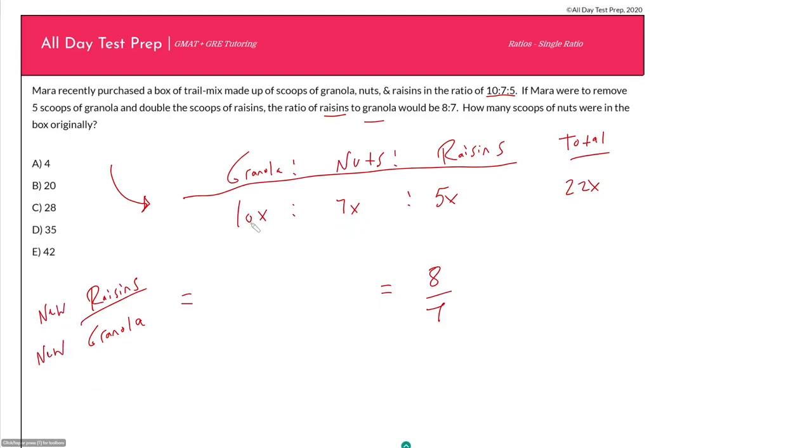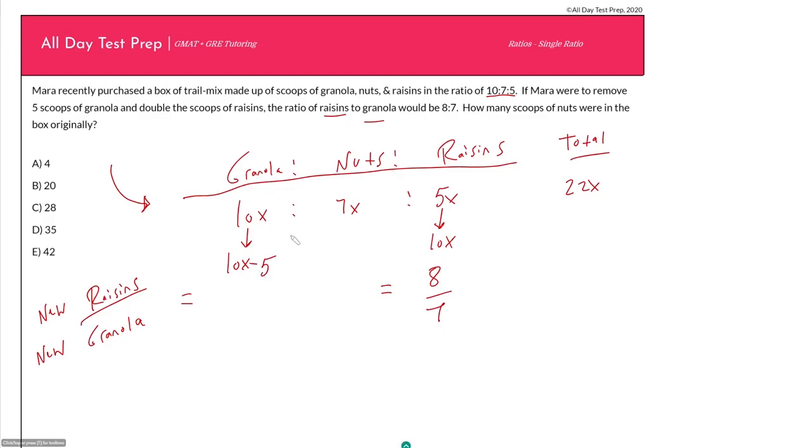And so here is where we get rewarded for setting up our ratio like this. Because now when I'm making this translation, I can say, okay, I had 10x scoops of granola before, then I removed 5 scoops. So if I had 10x before, I have 10x minus 5 scoops of granola now. And if I were to double the scoops of raisins, so I had 5x scoops of raisins before, now I should have 10x scoops of raisins. If I just wrote this as 5 and said, then I went to 10, well, that would not necessarily be true. That's only true if your multiplier is equal to 1 originally.